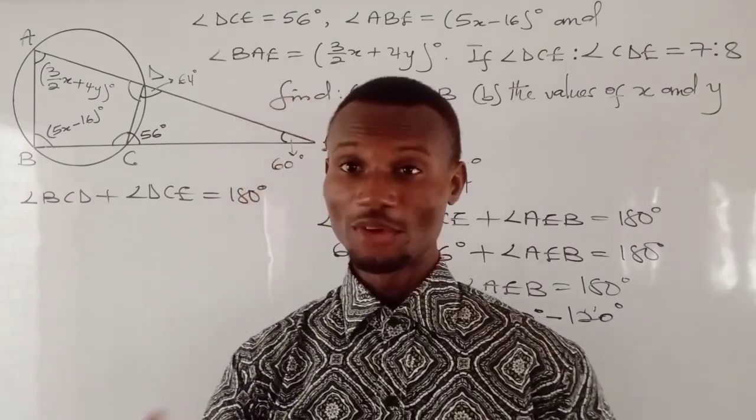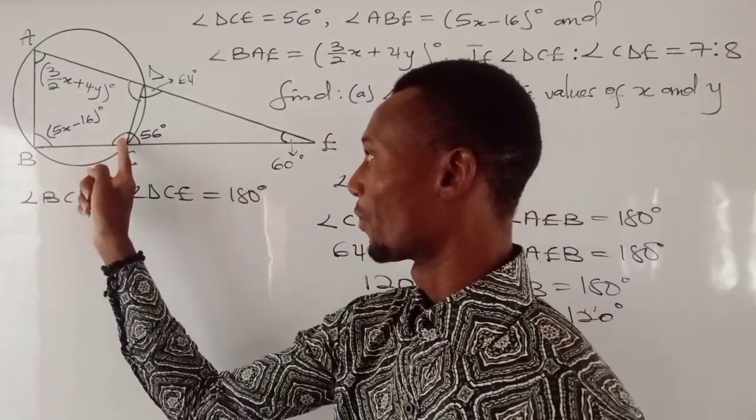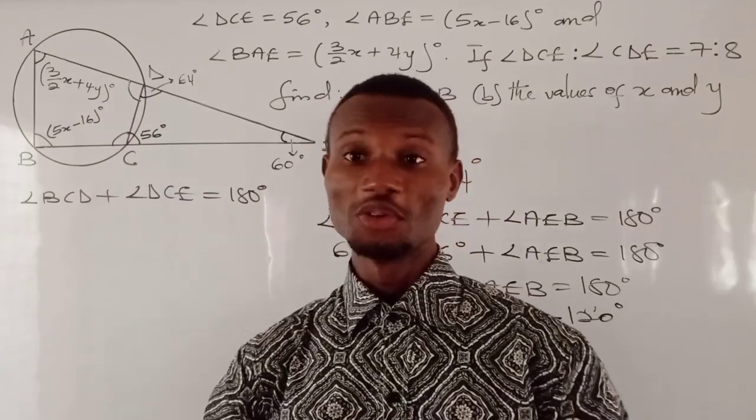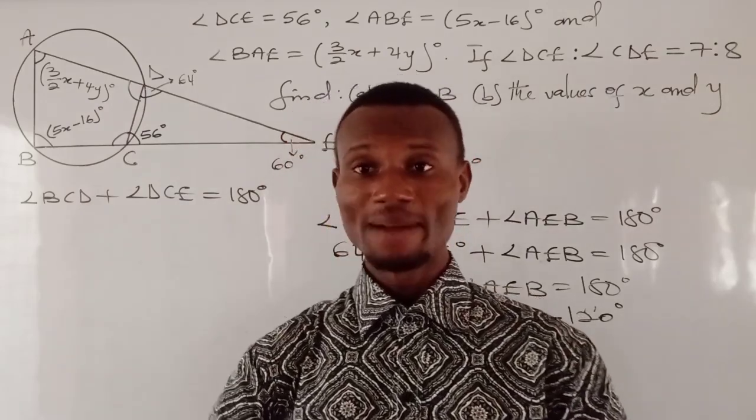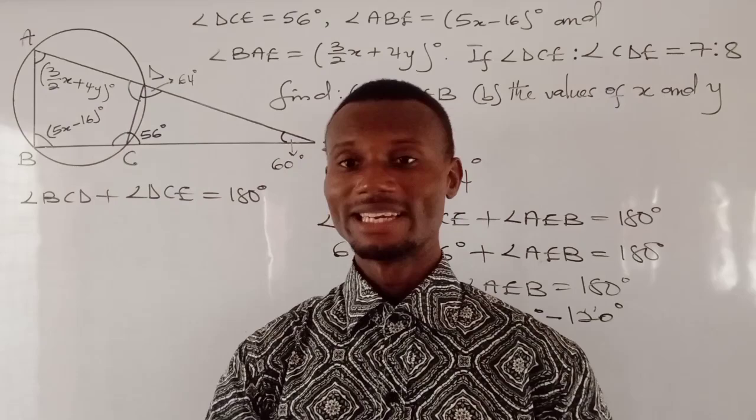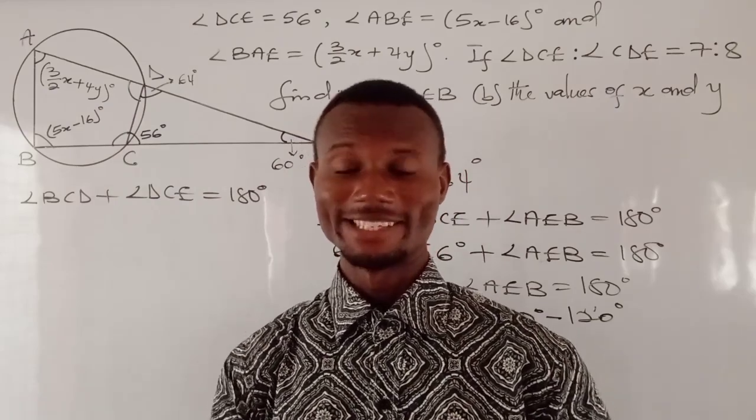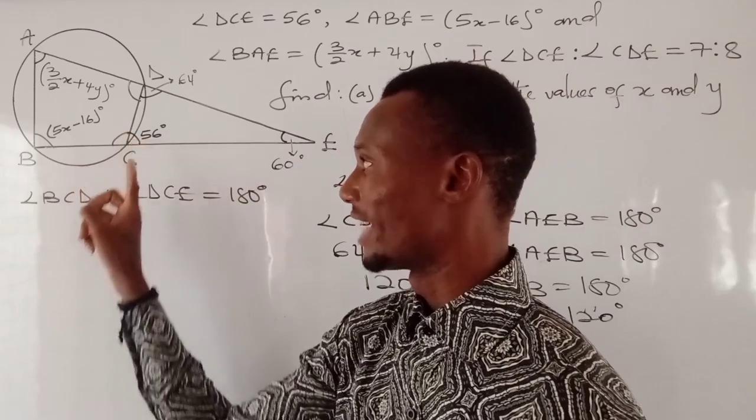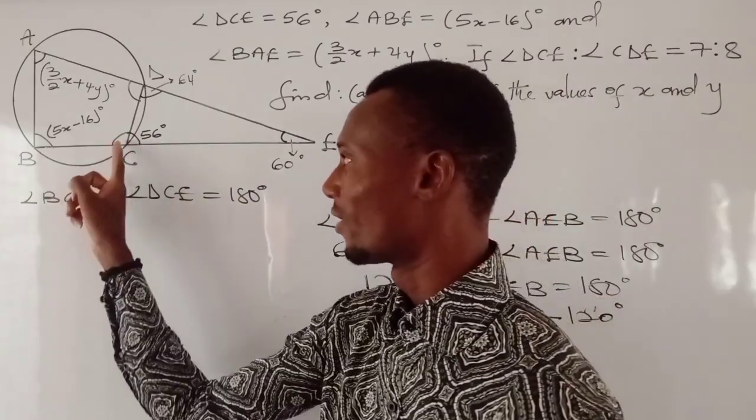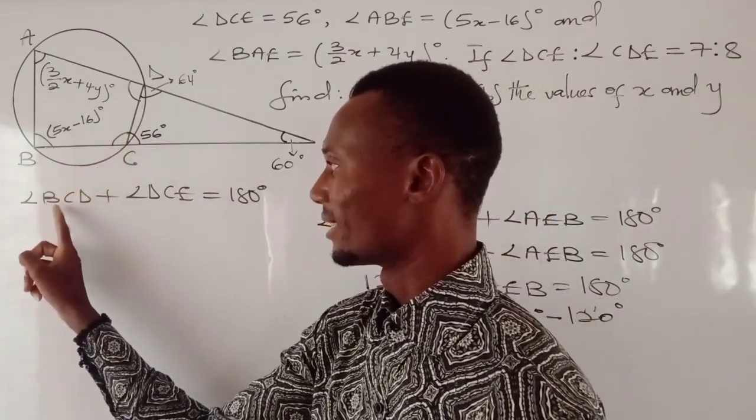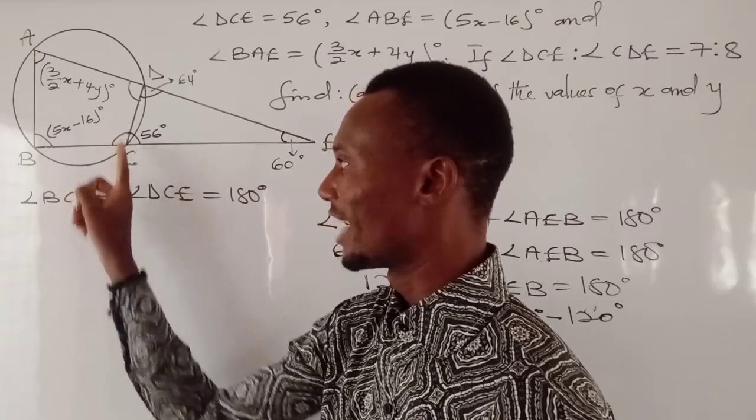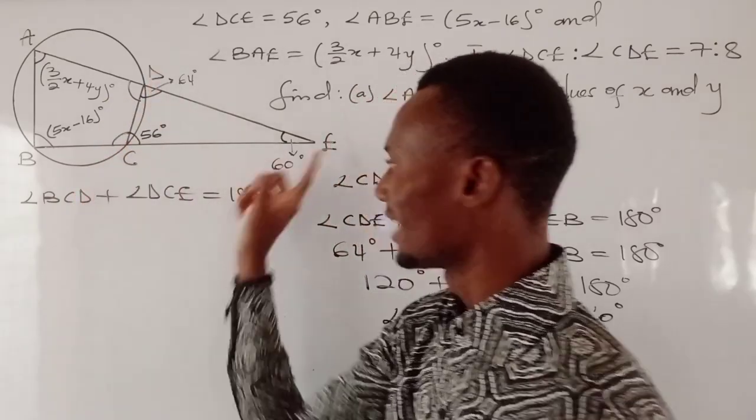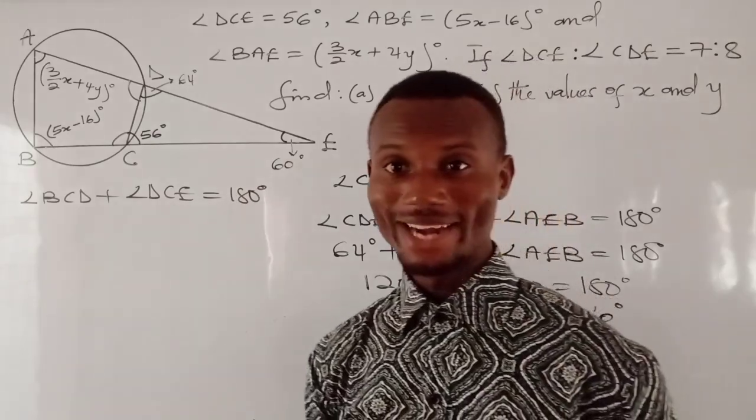All that we are doing is to find the angle which is here and also the angle which is here, and for us to achieve that, we are using a property under plane geometry which says that the sum of the angles on a straight line is equal to 180 degrees. So the angle here, which we name angle BCD, plus the angle here, which is angle DCE, equals 180 degrees.